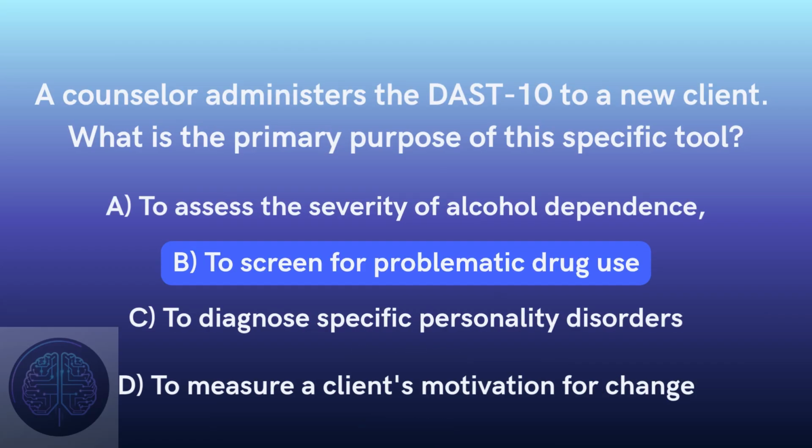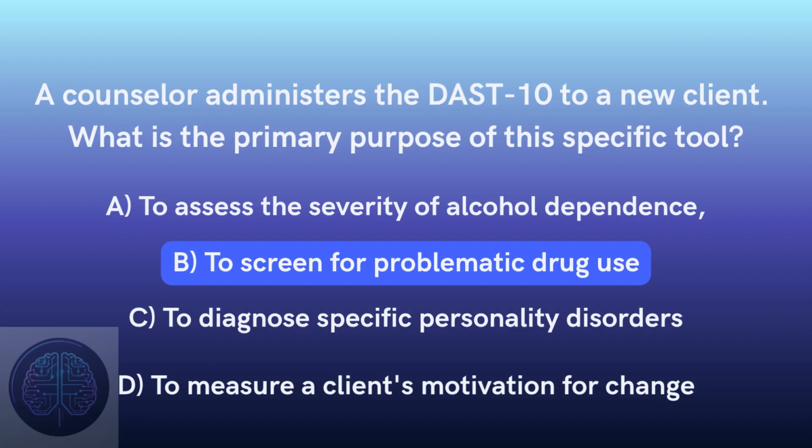The DASC-10 stands for the Drug Abuse Screening Test, 10-item version. It's a brief, straightforward tool designed as a first-pass screening to identify individuals who may have a problem with drug use and could benefit from a more in-depth assessment. It's not a diagnostic tool. It doesn't tell you what disorder someone has, but it flags the potential presence of a problem. This is a critical distinction. Remember, screening comes before assessment. You screen to see if there's smoke, and then you assess to find the fire.